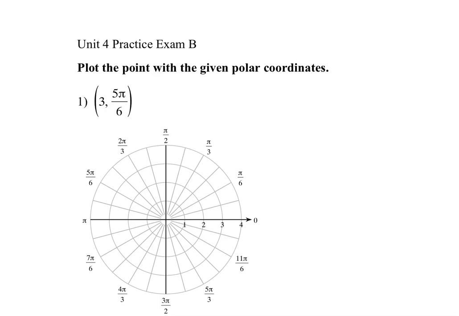This is Unit 4 Practice Exam B for Math 1060. Okay, putting a point in polar coordinates, the radius here and the angle. Radius is positive, so we're on this third circle out at an angle of 5 pi over 6 right here.